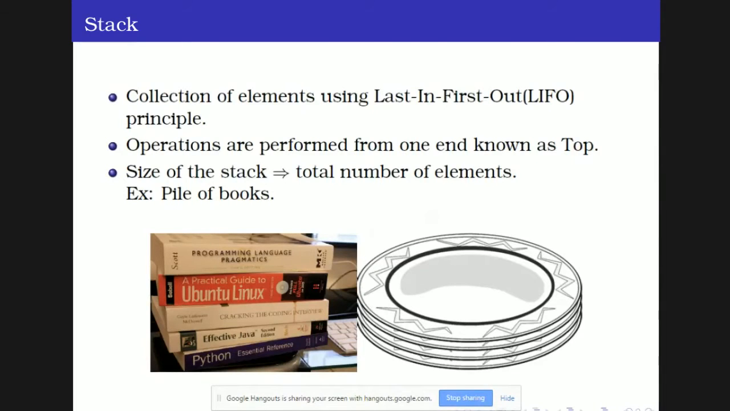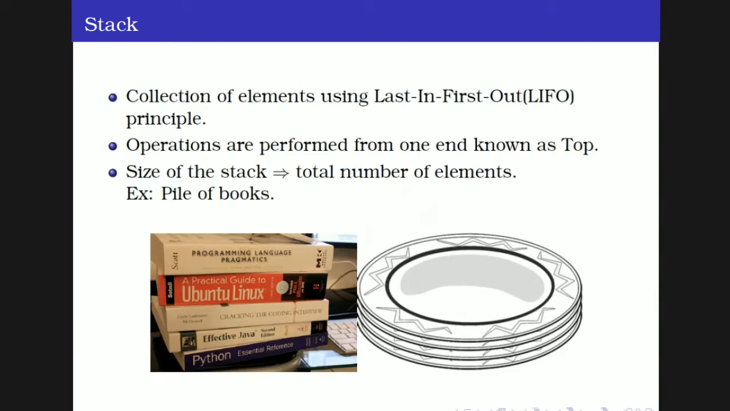Okay, so here we can see that a stack is nothing but a collection of elements which uses the last in first out principle, and the operations like inserting or pushing or removing an element will always be from the top end. The size of the stack depends on the number of elements that you are putting inside.